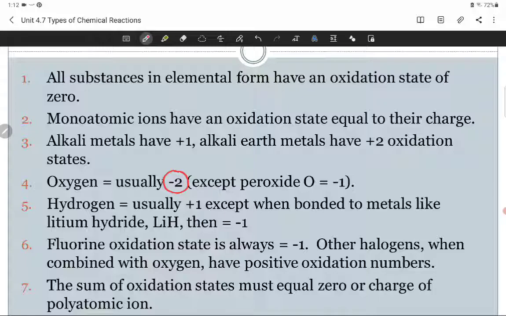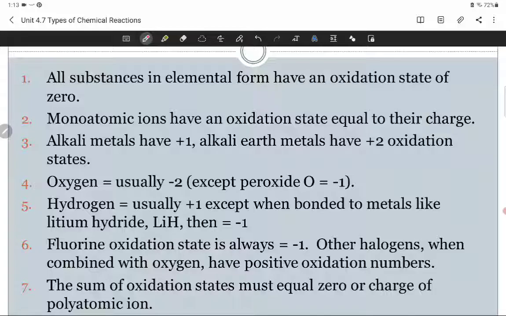Hydrogen, almost always a +1. Unless it's in the back here, it's the anion of an ionic compound. That's not going to happen too often, but if it does, it's a -1. Rule number 6, fluorine is always a -1. The other halogens in that same column are going to have some different possibilities. And the rules 1 through 5 are going to help us determine what that will be. And we'll practice a few of these, and you'll kind of see how that's going to work.